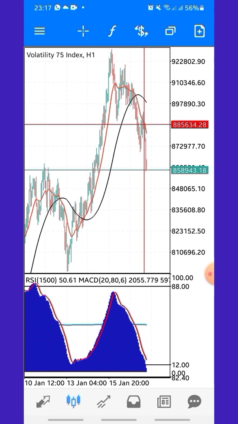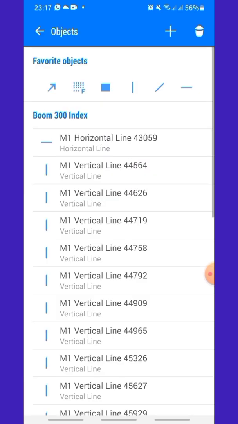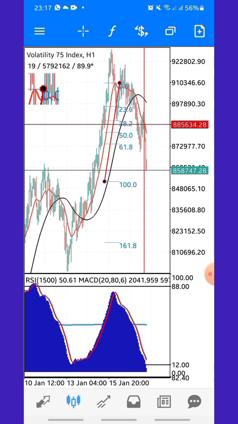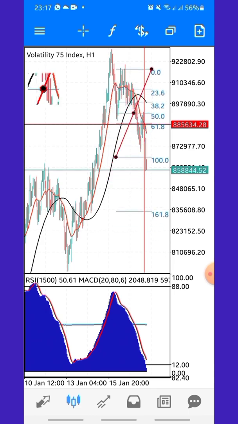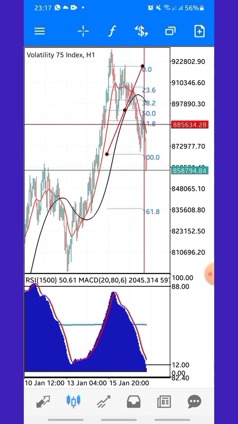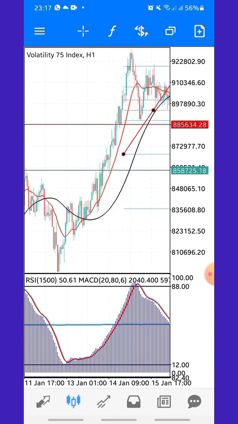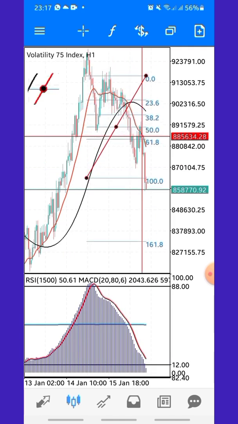Alright, the way it is, I'm looking at this chart now. If you're a Fibonacci retracement trader, this is for you. Just trust me. I'm just gonna locate my Fibonacci retracement now. This is the Fibonacci retracement. Let me just zoom this a little bit.